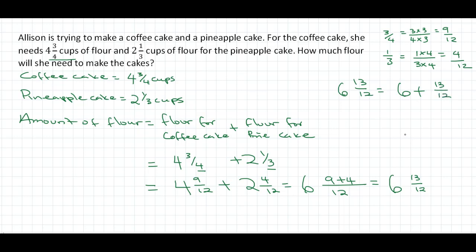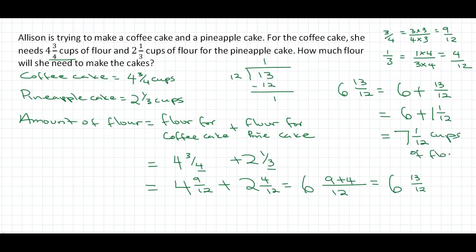So now we're going to go ahead and find out what 13 over 12 is when you convert that to a mixed number. So 13 divided by 12, we have 1 here. 1 multiplied by 12, we have 12, and there's a remainder of 1. So 13 over 12 is going to be 1 whole number here, and 1 is our remainder, which we're dividing by 12. So this is going to give you 6 plus 1, 7 1/12 cups of flour.